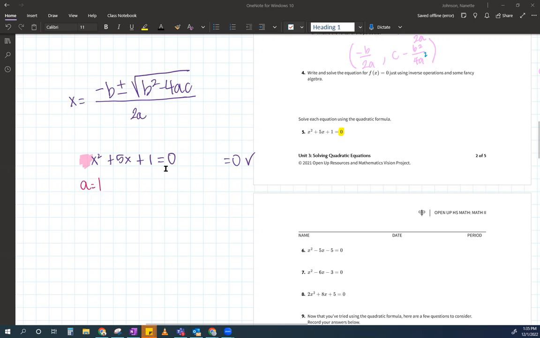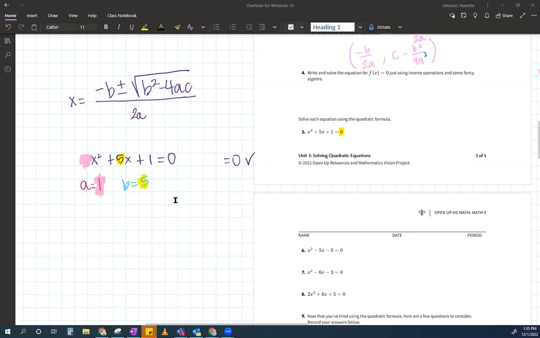I need B. So what is B? Oops, I wrote plus B. I didn't mean that. I meant B equals. What is B in this case? Very good. B is 5. So we're only going to take the numbers, not the letters as well. So B in this case is just the number 5, not 5x.